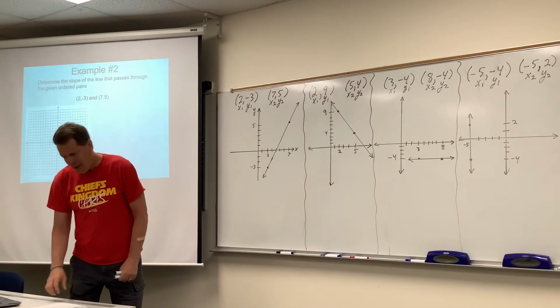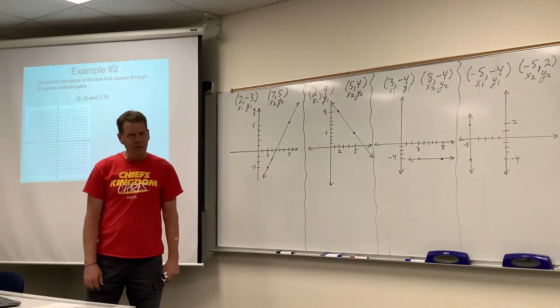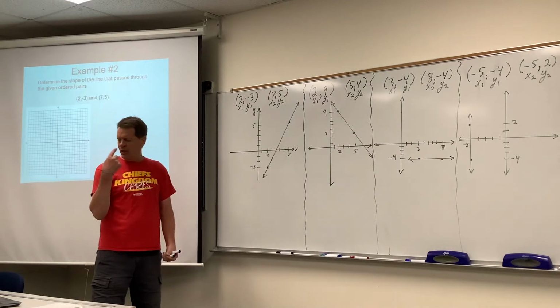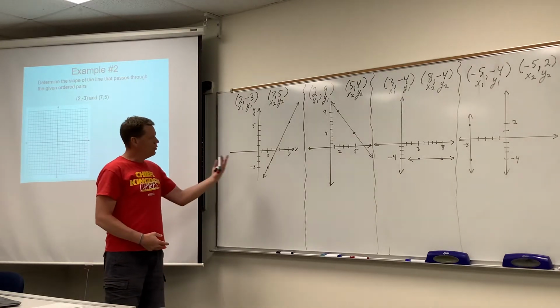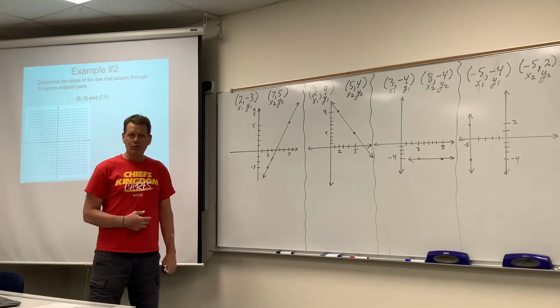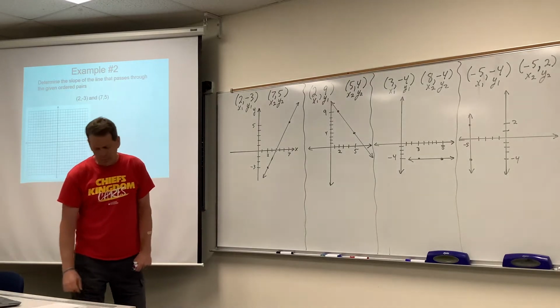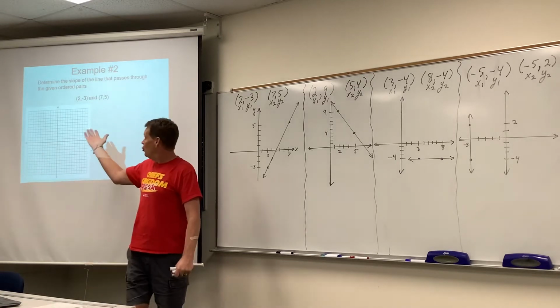You'll discover on this particular homework assignment number 18 that you'll have some questions where they'll give you 2 points. They want you to identify the slope. They want you to graph the line that passes through those 2 points. All right, so this is a little bit of practice in plotting ordered pairs. So example number 2, here we go.